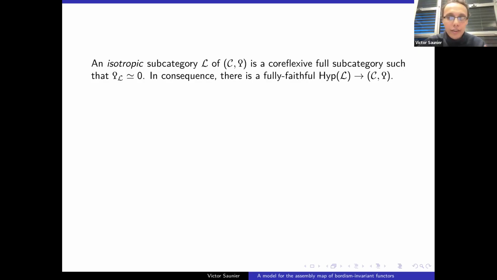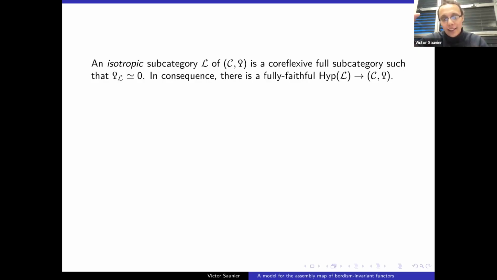If this is true, then I have a fully faithful functor from hip to C kappa. There's always a functor from hip to C kappa every time you have a full subcategory, but now it's fully faithful precisely because the kappa vanishes. So in particular, the bilinear part vanishes. So this tells you that L is orthogonal to wherever its dual is getting mapped.